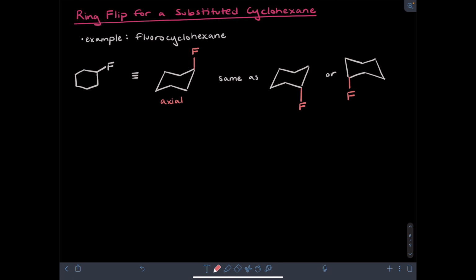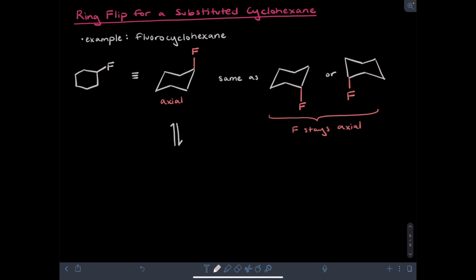This conformation is the same as these other 2 that I've drawn. Notice that in all of these conformations, the fluorine is axial, pointed either straight up or straight down from the ring. You could rotate these molecules to make them look like the original axial one I drew.